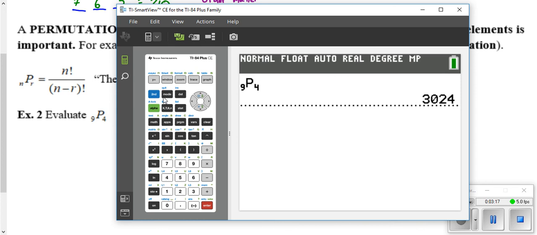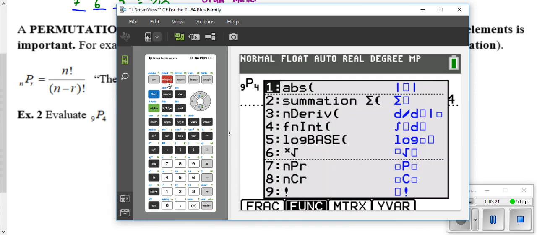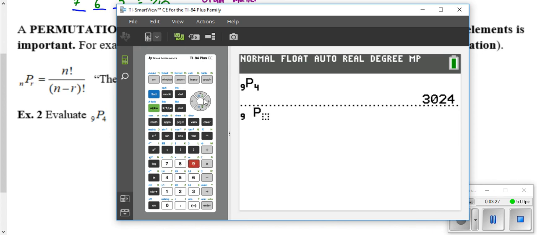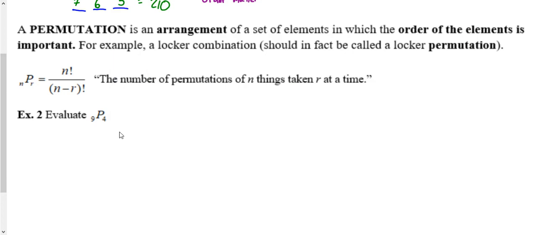A shortcut to doing the exact same thing to bring up that menu is if you hit alpha, your Windows option, and you have that exact same option right there. It'd be option 7. You can choose option 7 and then fill in your same blanks. It'd be 9 and 4, and of course you get the same answer there. So right away, using our calculator, your answer was 3024.